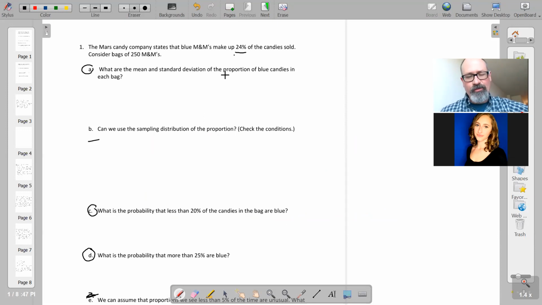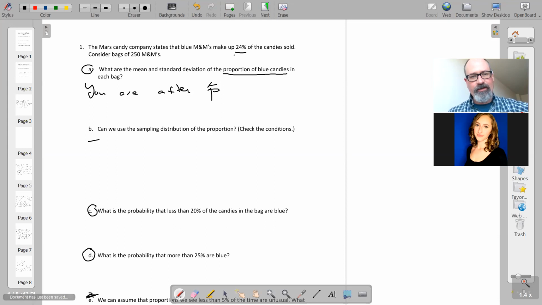So when you see something like this, you're imagining that the individual bags constitute random samples of size 250. And so when you look at the proportion of blue candies in each bag, you're after P hat, the sample proportion. You're trying to describe a little bit about its characteristics. Now, each bag will be slightly different than other bags. So if I pick a bag and you pick a bag, we're likely to get different values for the sample proportion. Though overall, we hope to be able to describe a little bit about its characteristics.